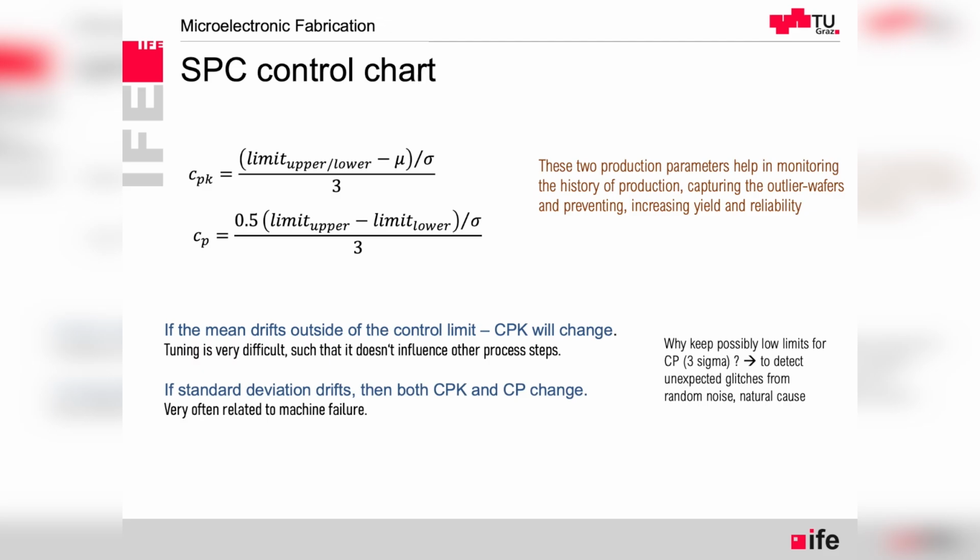If the standard deviation drifts, then we see that both CPK and CP are changing. And very often that will be, for example, machine failure, something that, if we want to tune, will likely also influence all the other process steps. So it's important to recognize it as soon as possible.